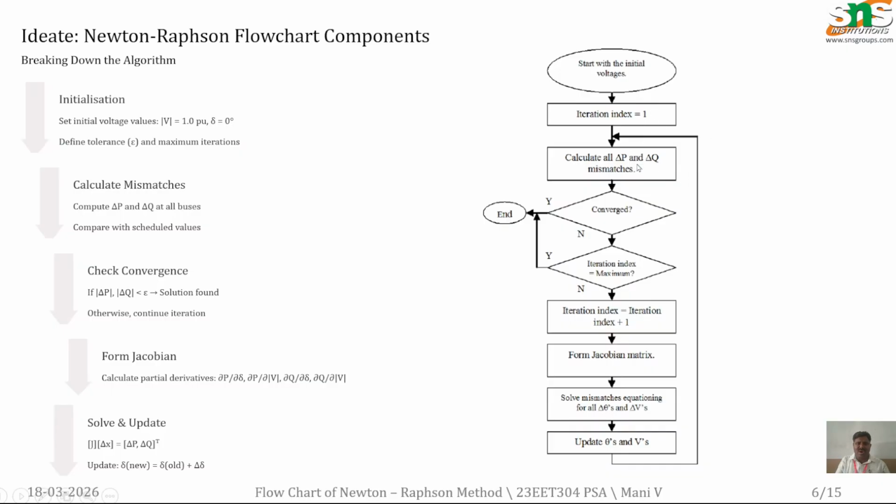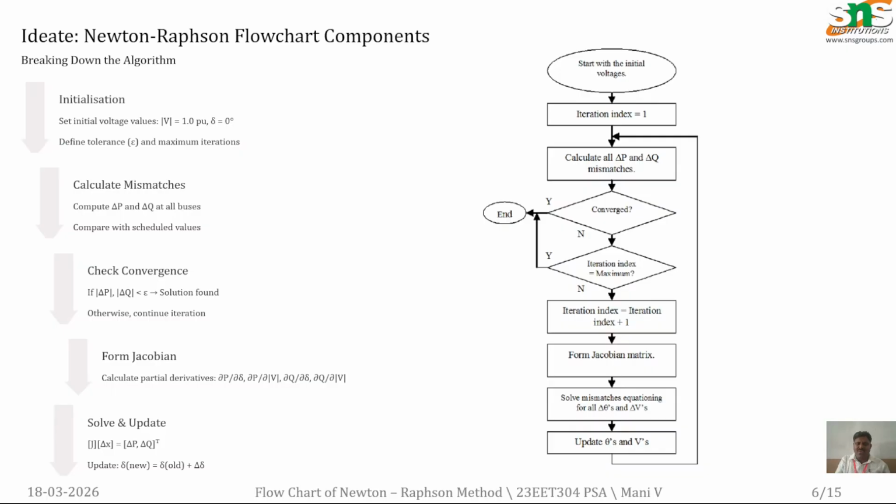In this first iteration, we have to calculate the change in real power and the change in reactive power. We calculate the mismatch, that is, the change in power between the actual and the calculated. The calculated change in real power and reactive power is then compared with the convergence criterion. If it is converged, yes, then we go to the end result. If it is not converged, again we go for the iteration index, another iteration. Again, whether it is converged, yes, we go to the end. If it is not converged, we go for another iteration like that.